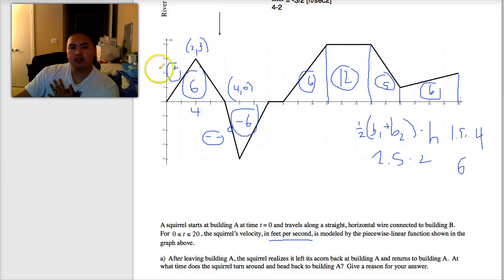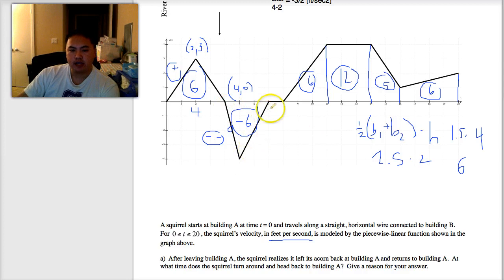So if the value is positive, that means he's still going forward. Okay? So in any case where I'm above the x-axis, this line means he's going forward. Anytime the line is below the x-axis, that tells me he's going backward. So since the slope and the value are both negative, that means he's speeding up but going backwards.